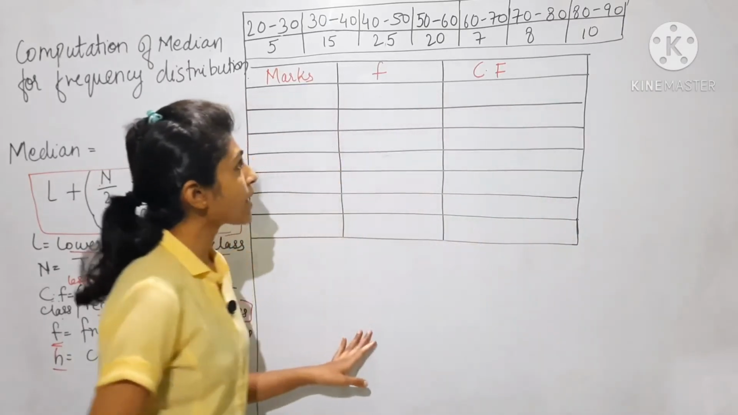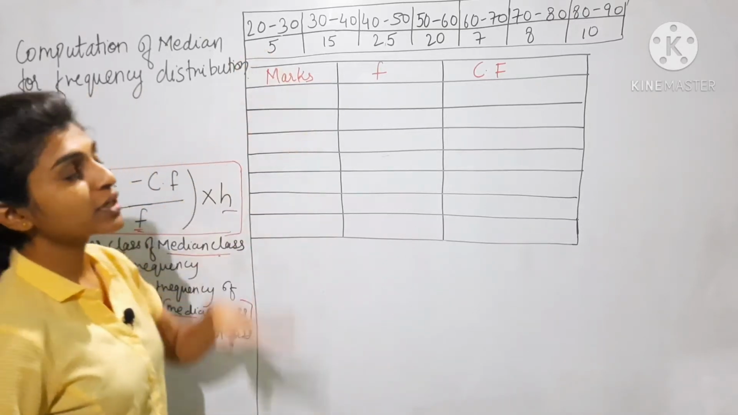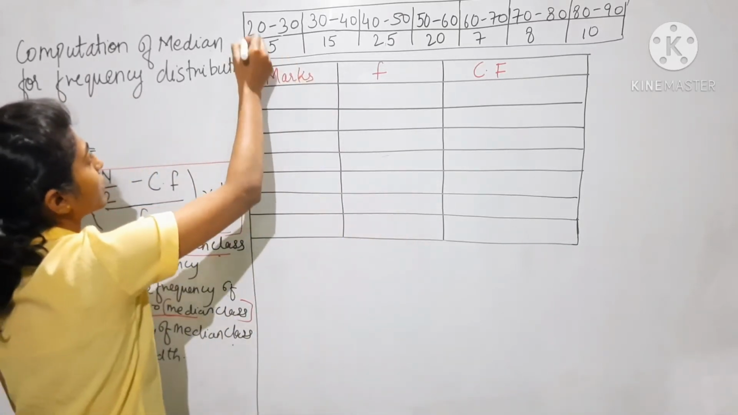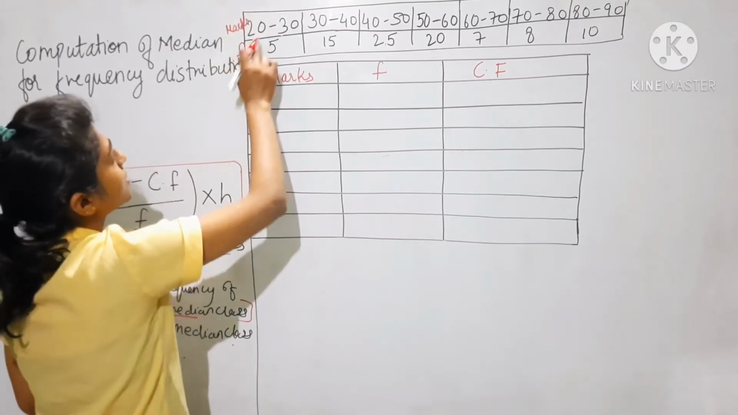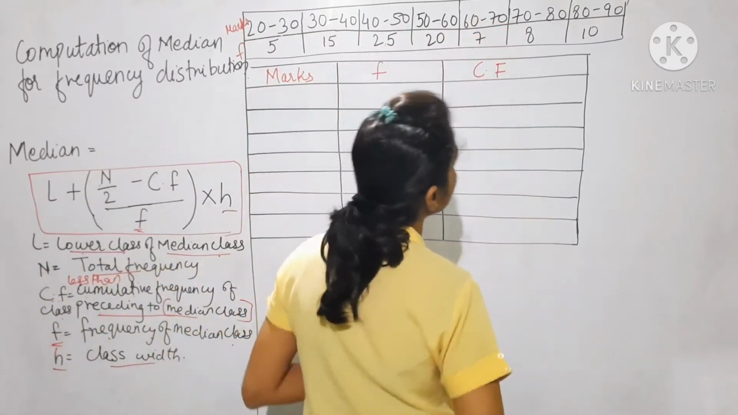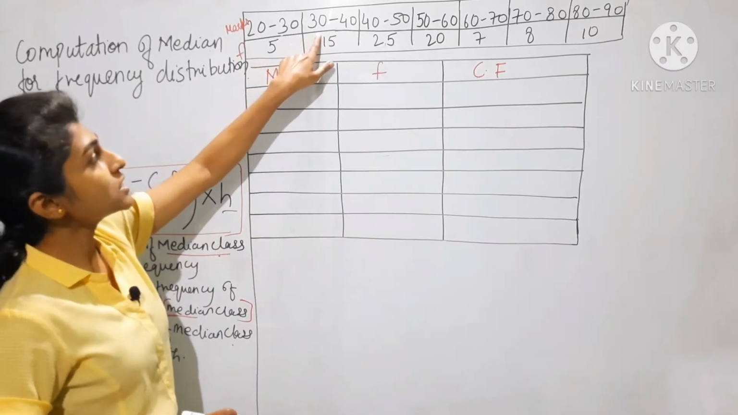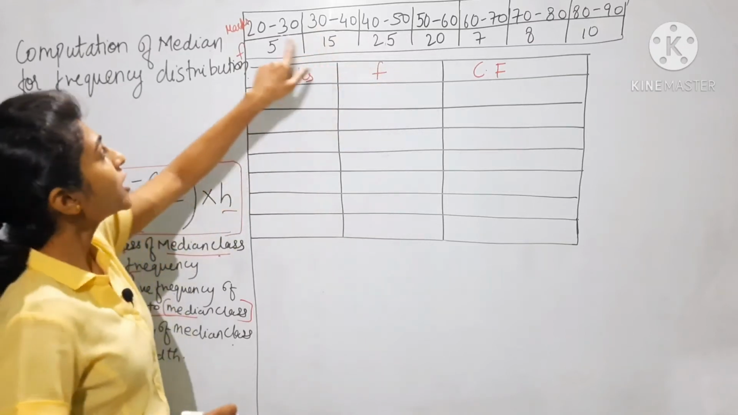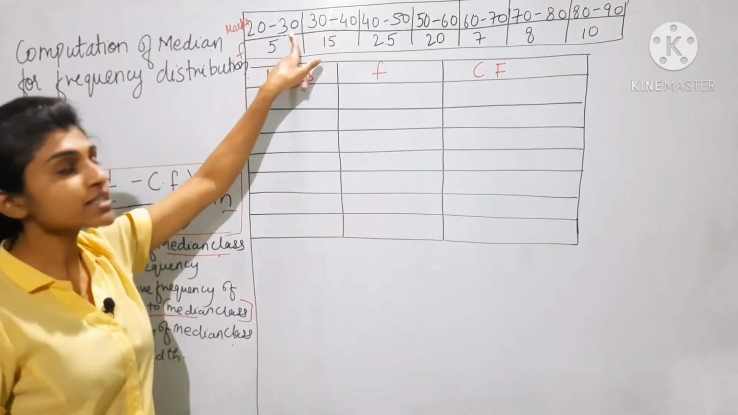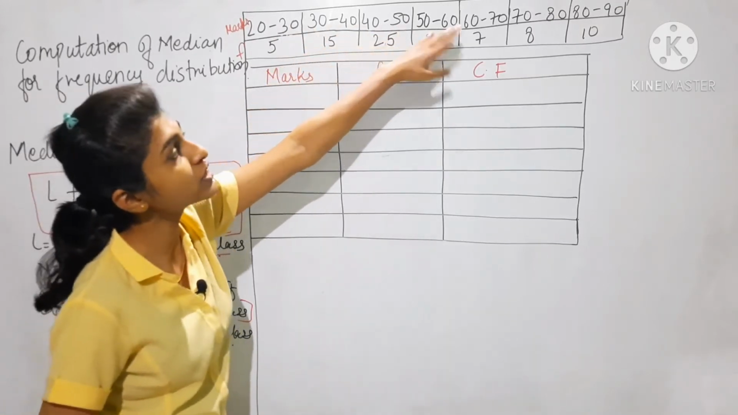Now we'll see the example to calculate the median for a frequency distribution. This is the class of marks of particular students, and this is the frequency. The marks are 20 to 30, 30 to 40, 40 to 50, 50 to 60, 60 to 70, 70 to 80 and 80 to 90. Now observe this frequency distribution: the classes are continuous. For 20 to 30, the upper limit of the first class and the lower limit of the second class are the same, like 30, 30 to 40, 40 to 50, 50 to 60 and so on.